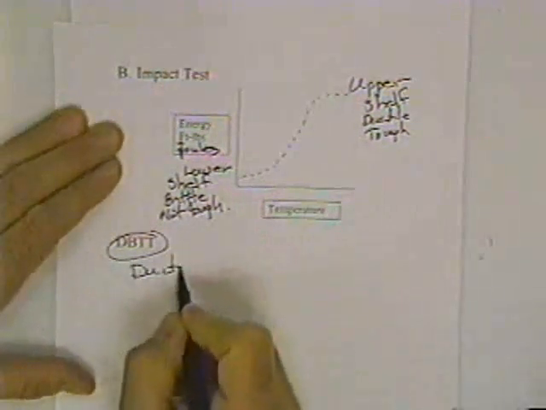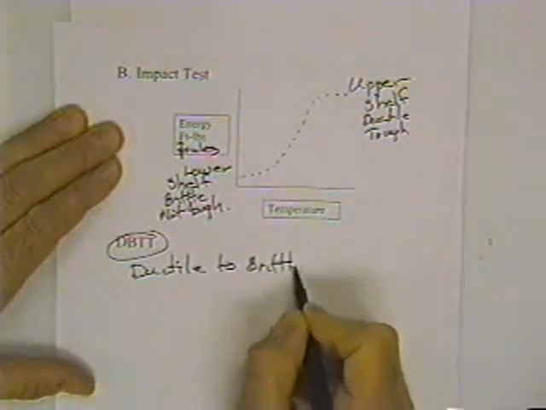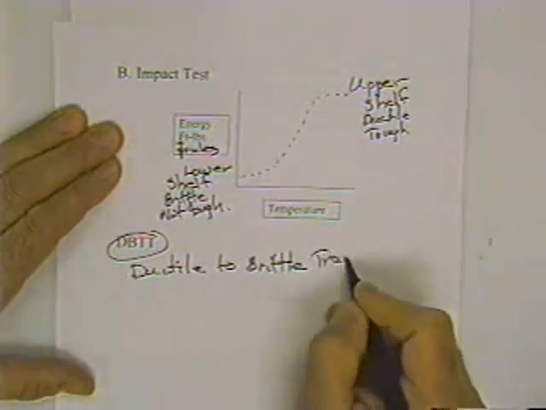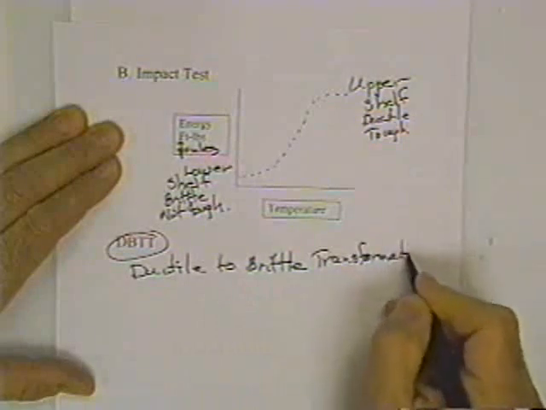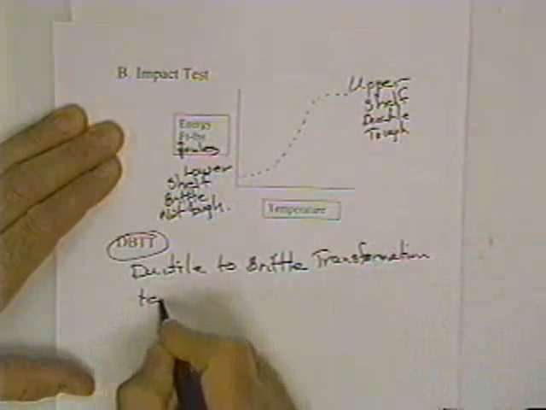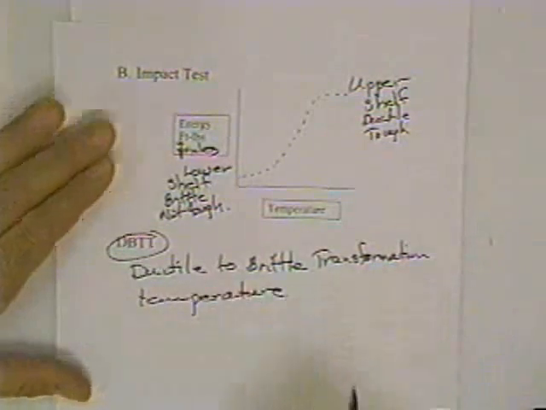That's the ductile to brittle transformation temperature. Generally speaking, you want the ductile to brittle transition temperature to be lower than the temperature that your material is going to be used in.